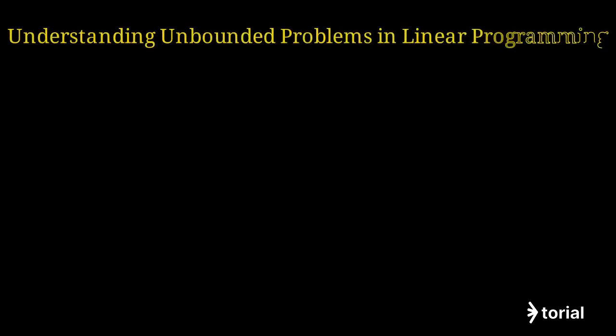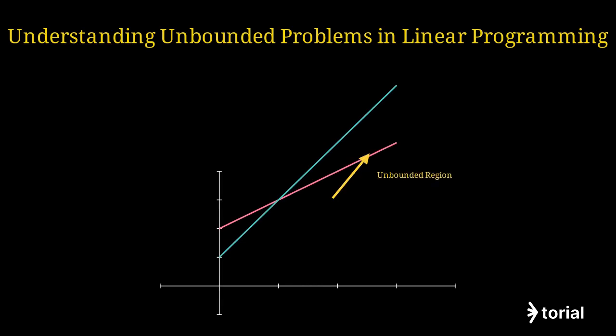Let's explore what happens when a linear program has no finite solution due to unboundedness. In an unbounded linear program, the feasible region extends infinitely in some direction, allowing the objective function to decrease without limit. Let's understand the conditions that lead to an unbounded problem.